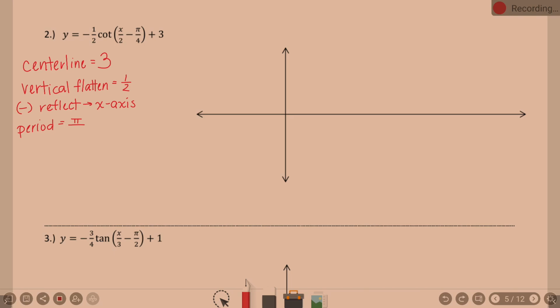Pi divided by b. When that says x over 2, realize the coefficient of x is 1/2. So pi divided by 1/2, which is pi times 2 over 1, which is indeed 2 pi.